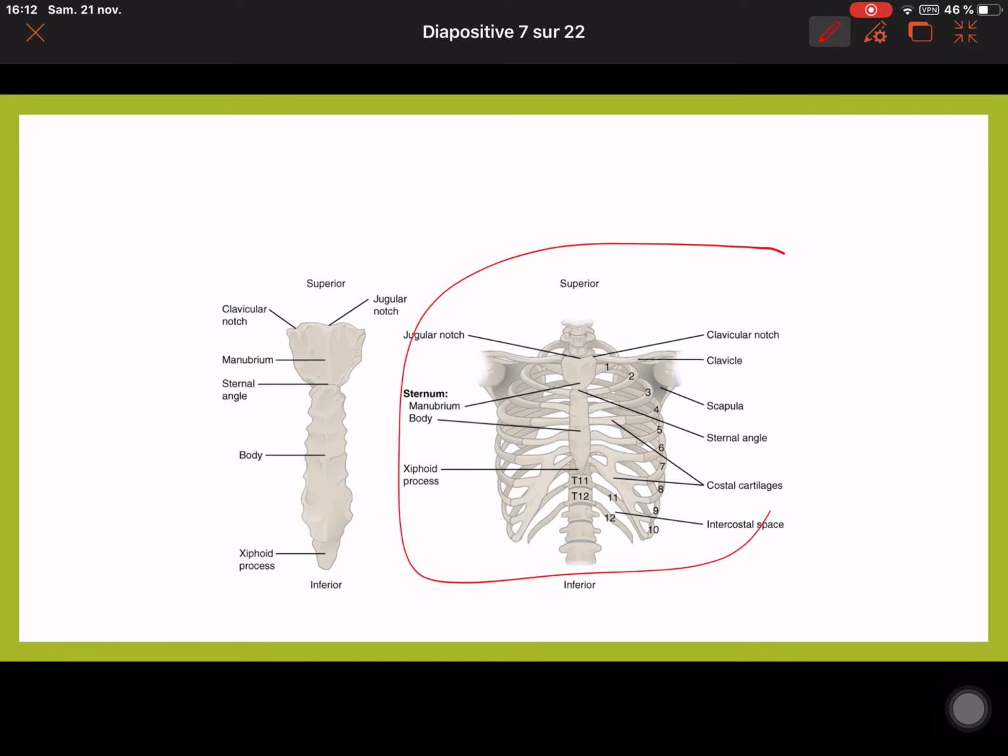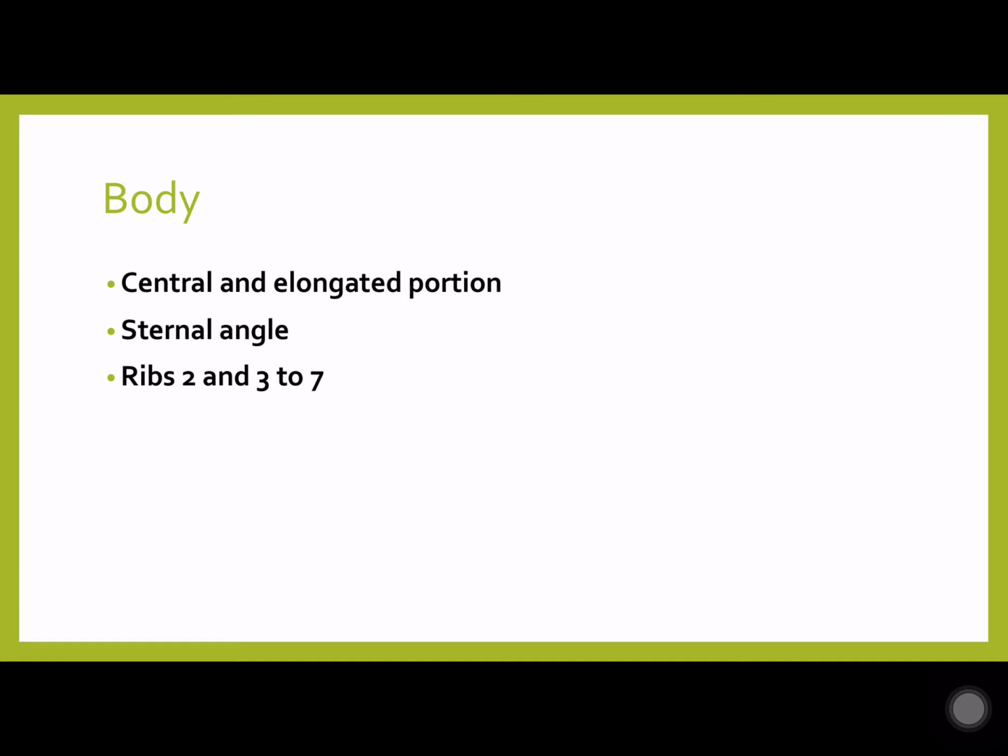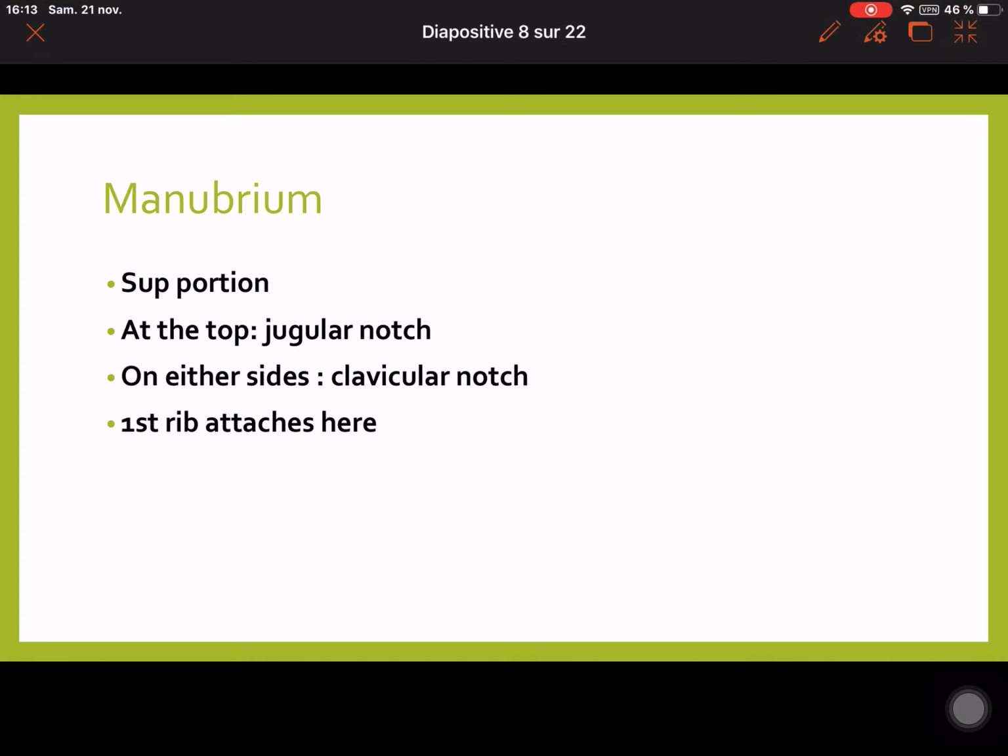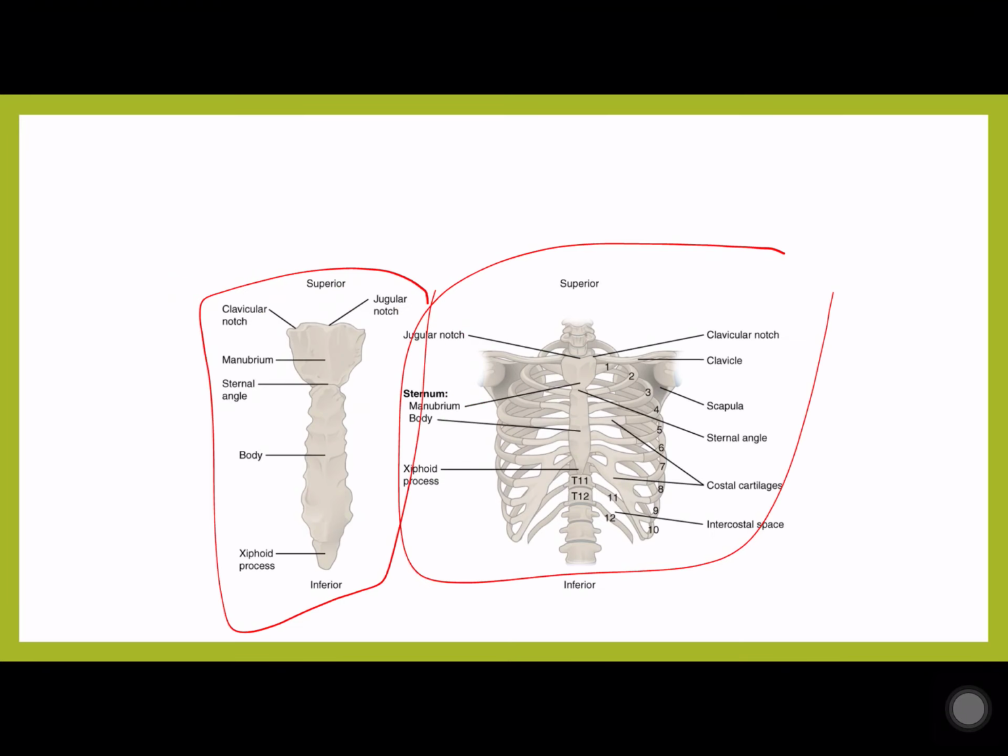This is the thoracic cage and this is the sternum. Okay, we will return here. So let's start with the manubrium. The manubrium is the superior portion of the sternum. At the top of the manubrium we will find the jugular notch. Let's see it here.